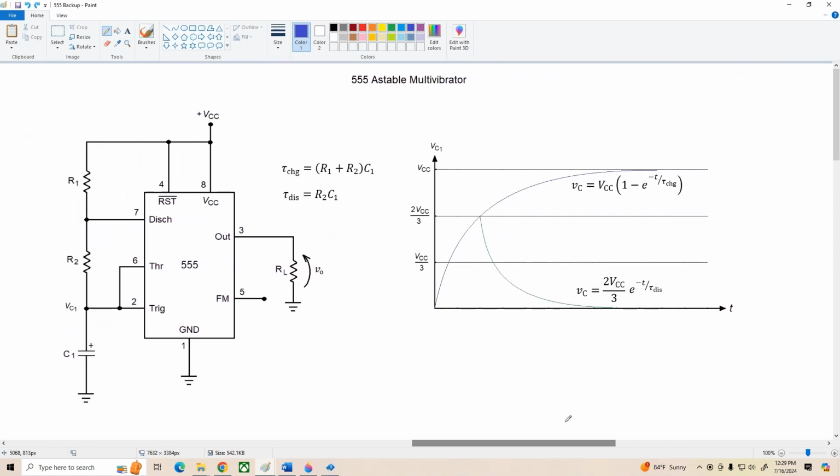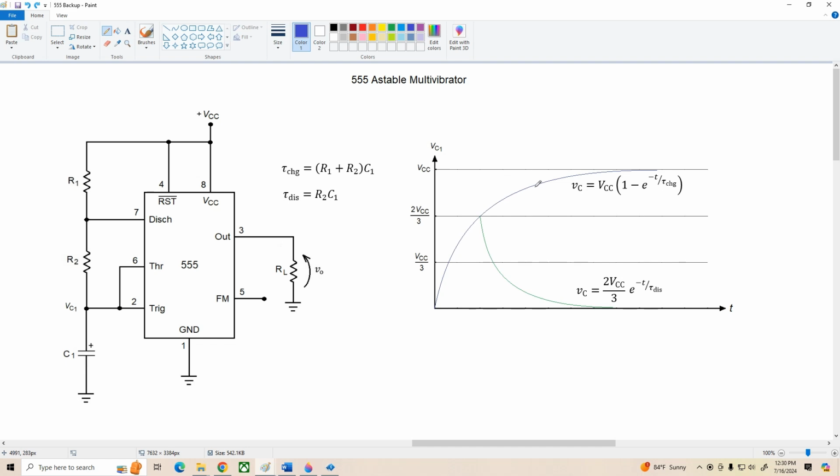Okay, so here I've redrawn the 555 in a way that you're probably more likely to see it on a schematic without all the internal details cluttering things up. Initially, we're going to be charging C1, and it's going to follow along this blue curve. The capacitor voltage is equal to VCC times 1 minus e to the negative t over the charge time constant.